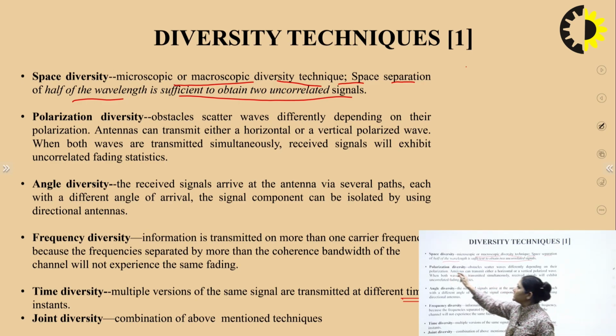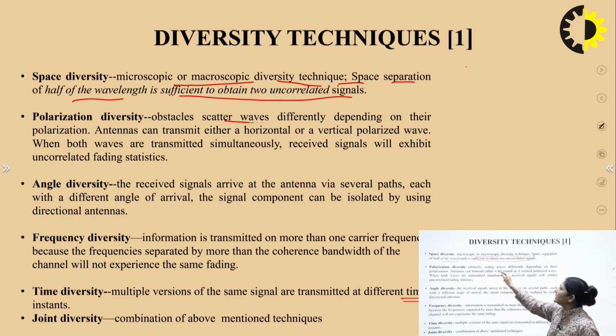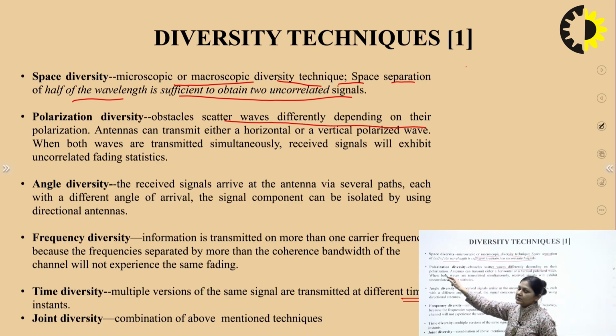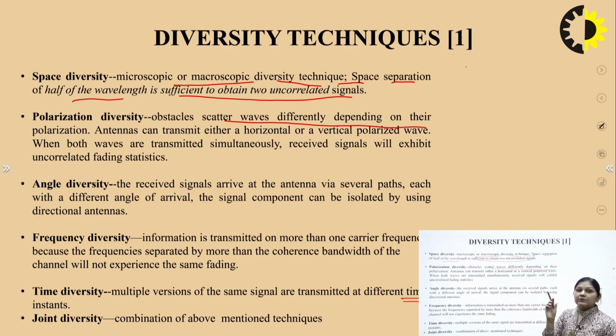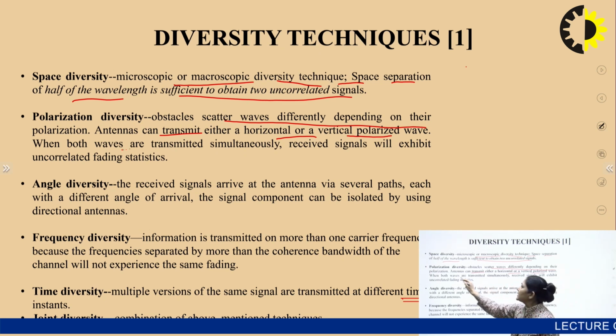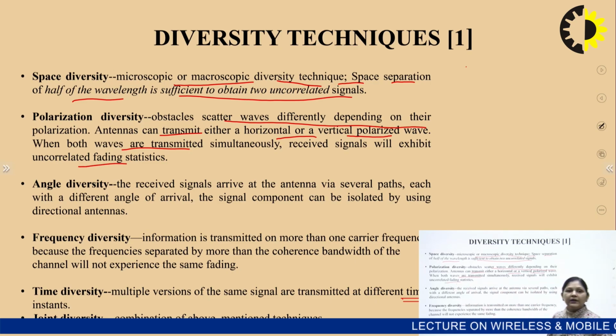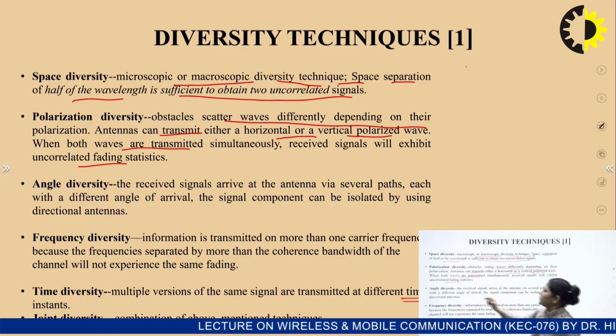In the case of polarization diversity, obstacles take the waves differently depending upon their polarization. When the signals or the waves are being transmitted, they will strike the obstructions, and there will be an effect on the polarization of that particular signal, and it will be different for different waves. Antennas can transmit either a horizontal or vertical polarized wave. When both waves are transmitted simultaneously, received signals will exhibit uncorrelated fading statistics. So, this is the case when we are using a combination of horizontal and vertical polarization.